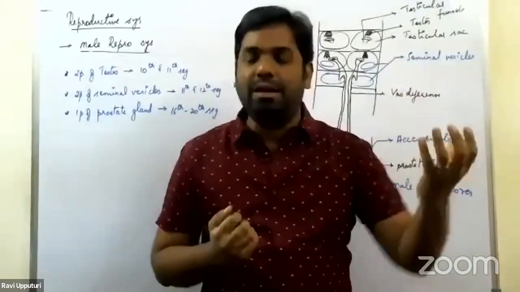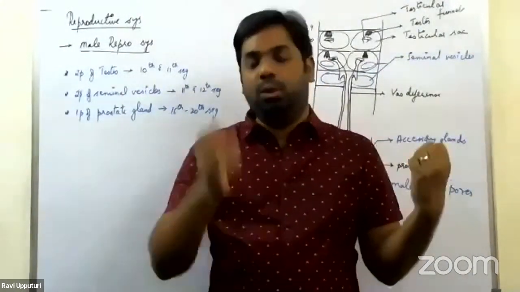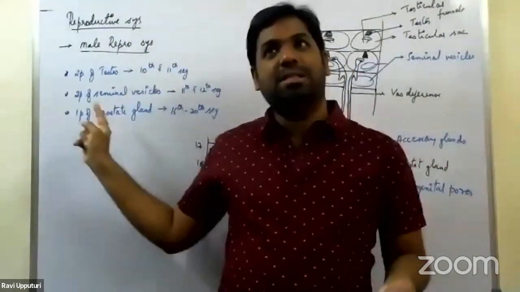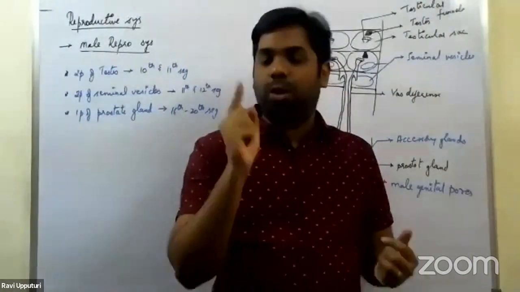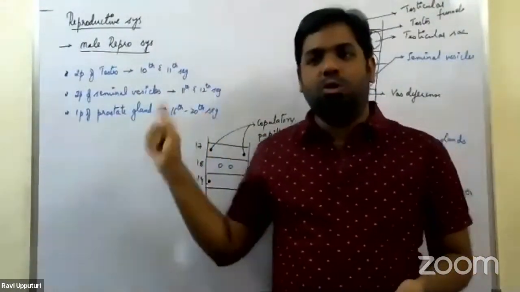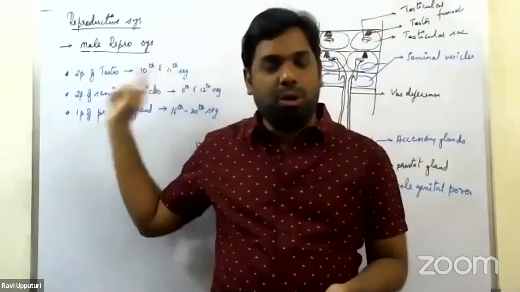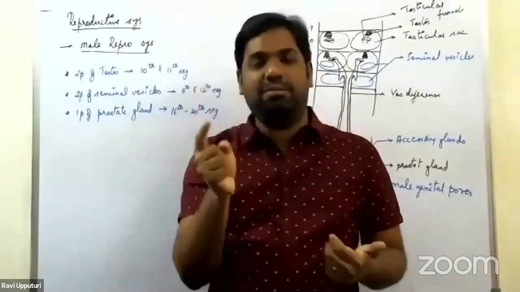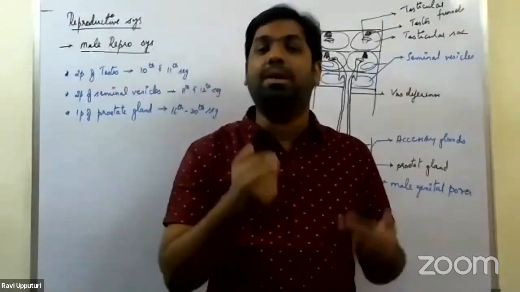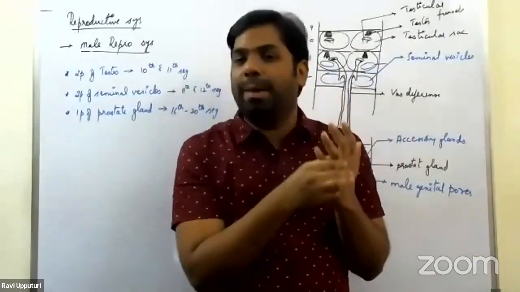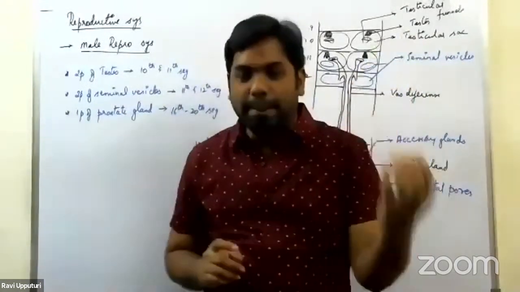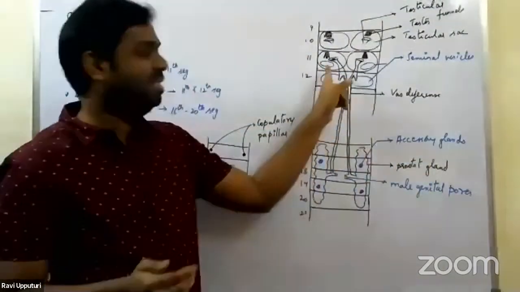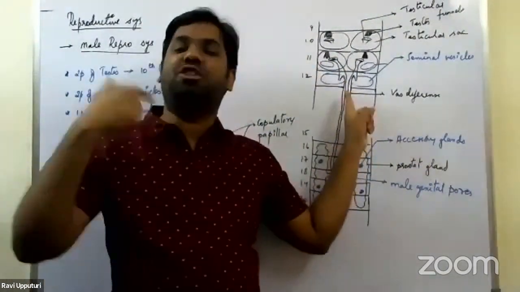Once the testicular funnels collect the sperms, those sperms are transferred to the next structure, the seminal vesicles. The seminal vesicles are also two pairs, one pair located in the 11th segment and one pair in the 12th segment. As I've already mentioned, the testis of segment number 10 will have their seminal vesicles in segment number 11, and the testis of segment number 11 will have theirs in segment number 12. Whatever sperms are formed by the testis are picked up by the testicular funnels and transported into the seminal vesicles. In the seminal vesicles, maturation of sperms happens.